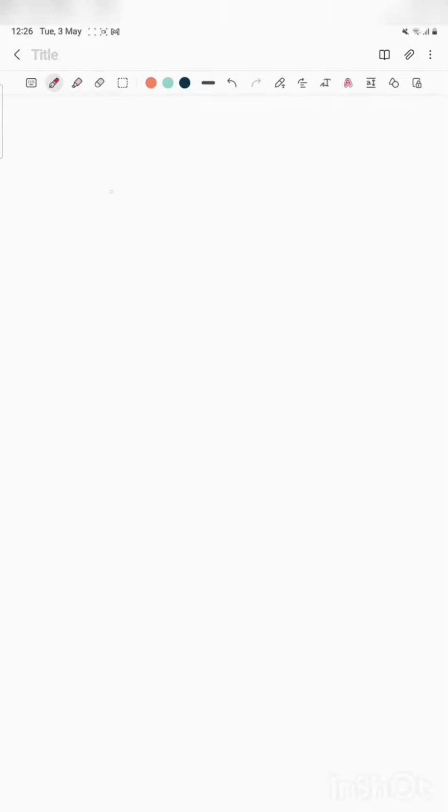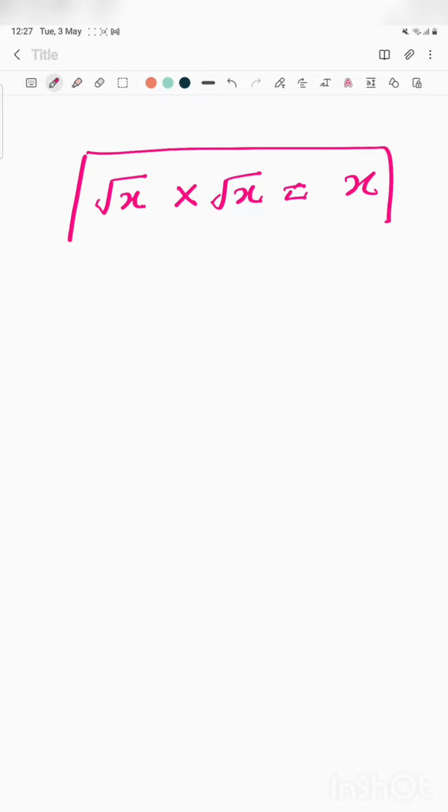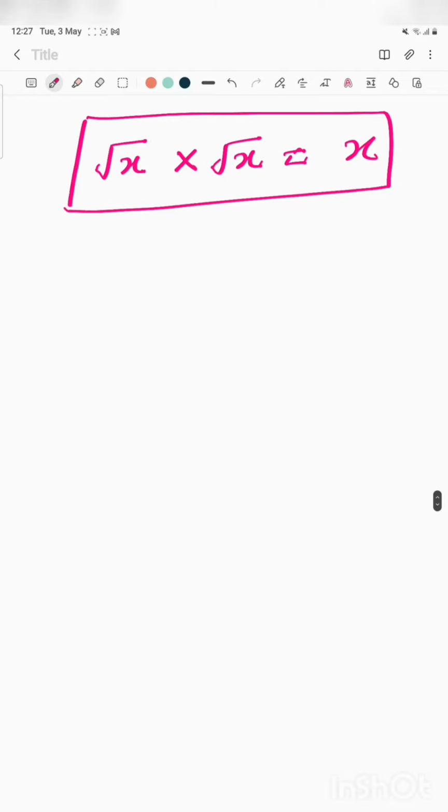So what have we made use of here? Root of x into root of x is equal to x. Okay, this is an important thing which you have to remember. Okay, next we come to the second question which was there, that is 1 upon root 3 minus 2.